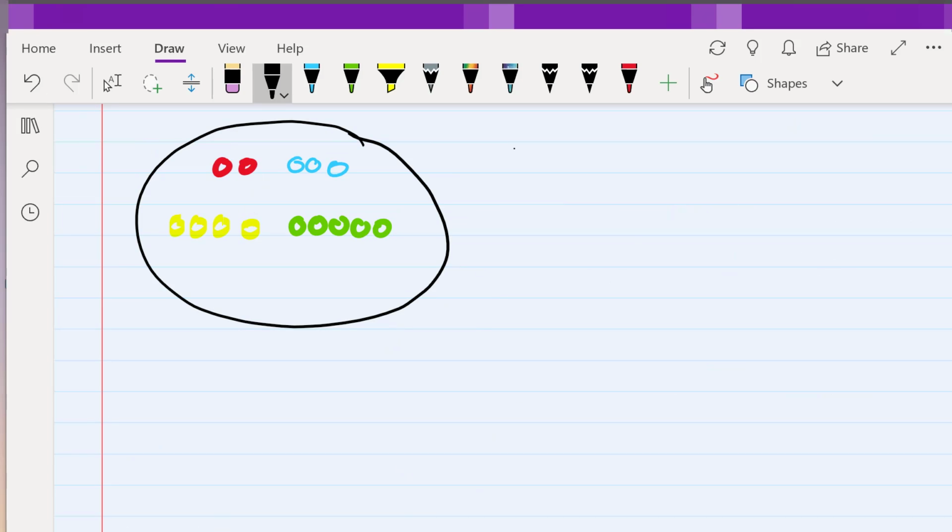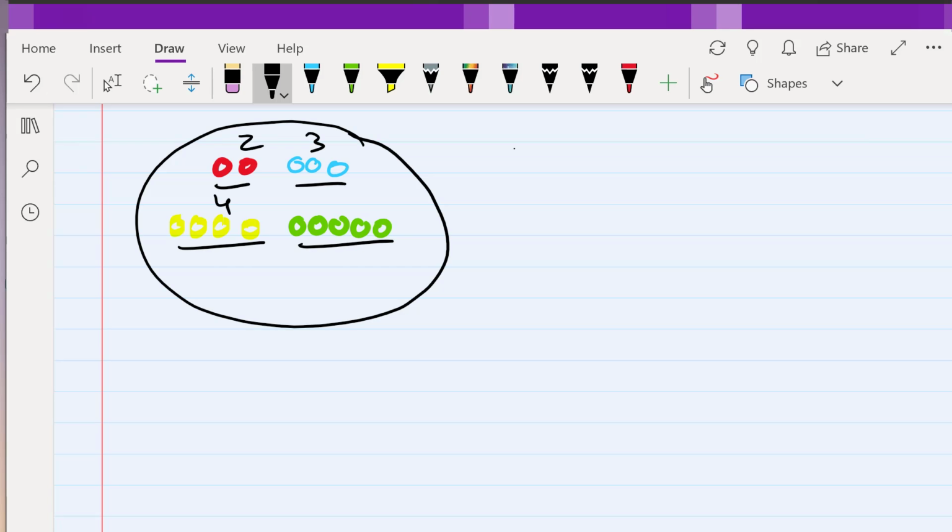Let us suppose in our next question, I had a bowl, again with 2 red, 3 blue, 4 yellow, and 5 green. And I was asked, what is the probability of choosing not green? Well, if the total probability is 1, the probability of choosing not green is going to be 1 minus the probability of choosing a green. So if we can find the probability of choosing a green, then we can find the probability of choosing not green by just subtracting it from 1.